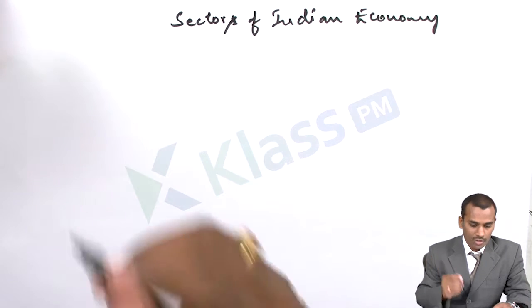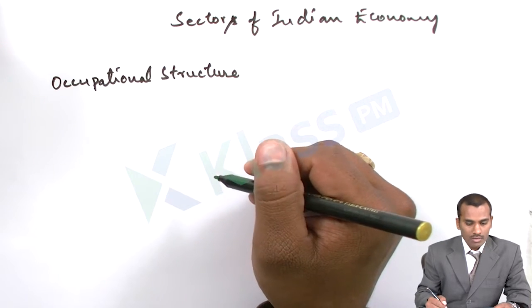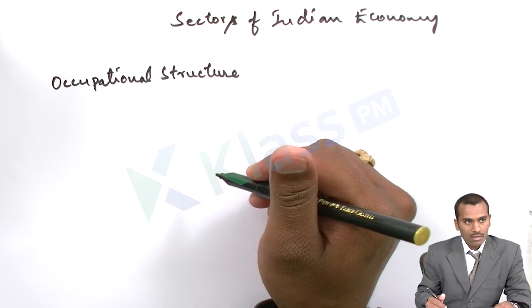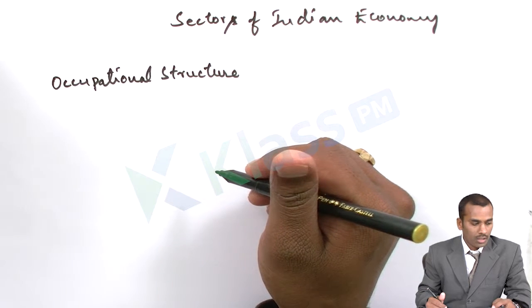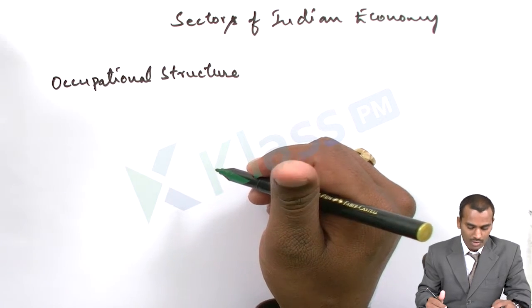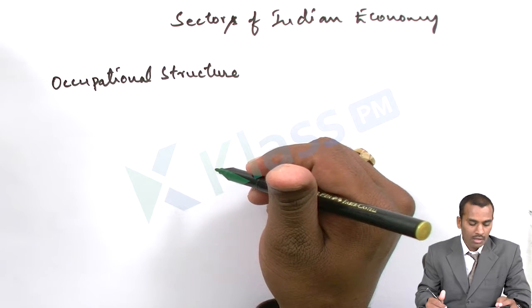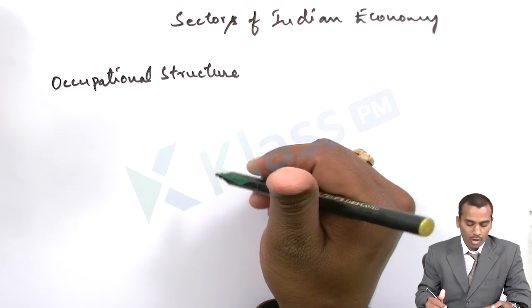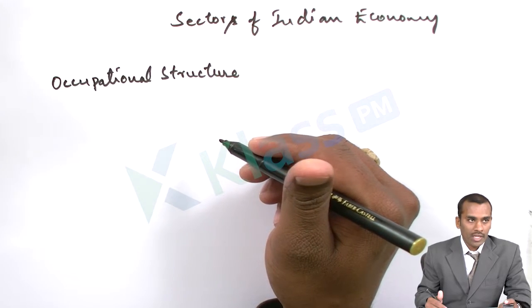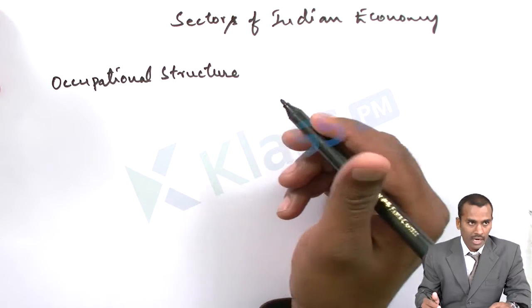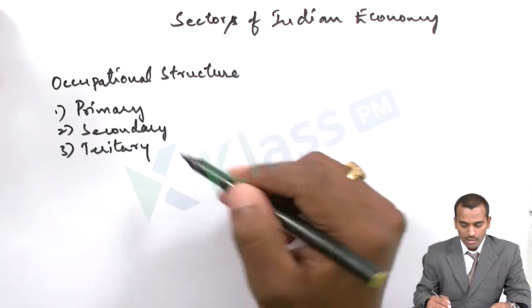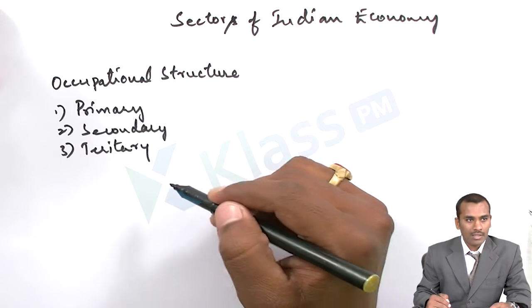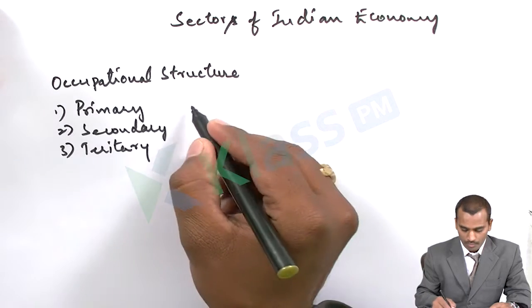Firstly, occupational structure. What is occupational structure? We have learned in our 9th standard that each and every human being will be engaged in one or the other work for their livelihood. That work which we earn money by doing, we call it as occupation. So here we have three sectors in the occupational structure. They are primary, secondary, tertiary. These are also called as the sectors of Indian economy.